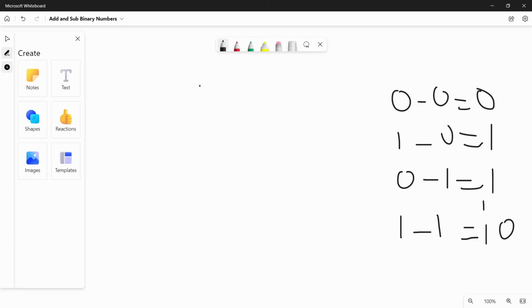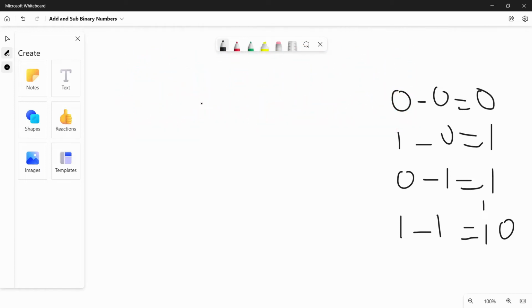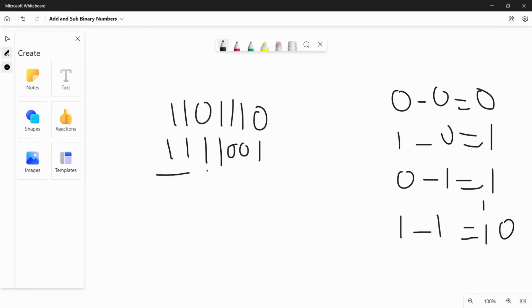Let's add 110 plus 121, which should be equal to 231. So the binary format of 110 is 1, 1, 0, 1, 1, 1, 0. And 121 in binary is 1, 1, 1, 1, 0, 0, 1. So do this on your own and then come back for the answer.